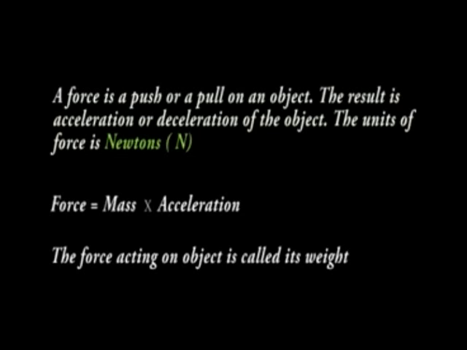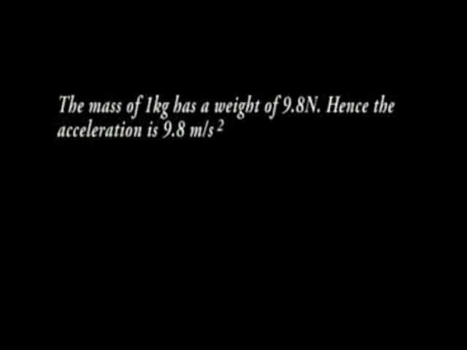Through experiment, it has been shown that the mass of 1 kilogram has a weight of 9.8 newtons, hence the acceleration is 9.8 meters per second squared. This is the acceleration of a free-falling object. It is usually abbreviated as small g.